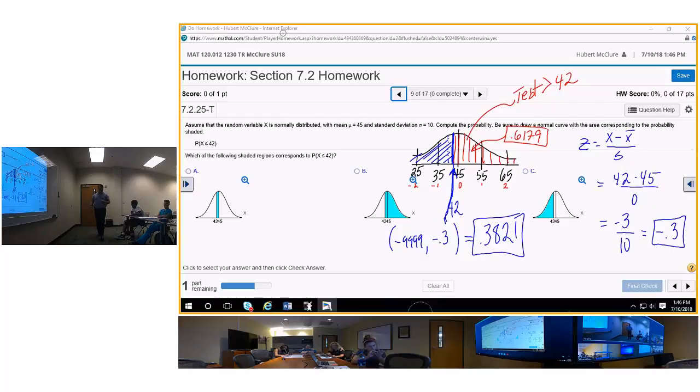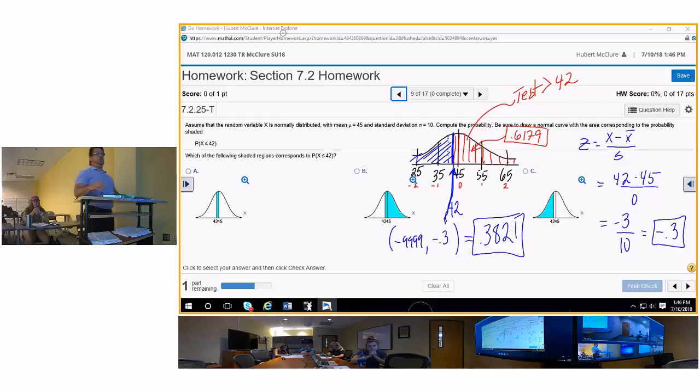Okay, so that's the type of question you're going to see. That's the second type of question, or the different questions, because they take away the 0 and the 1, and they just give you X. Let's try one.